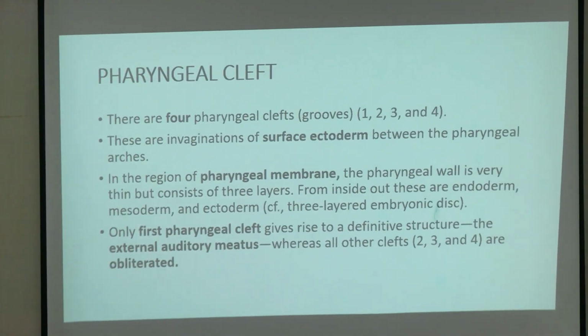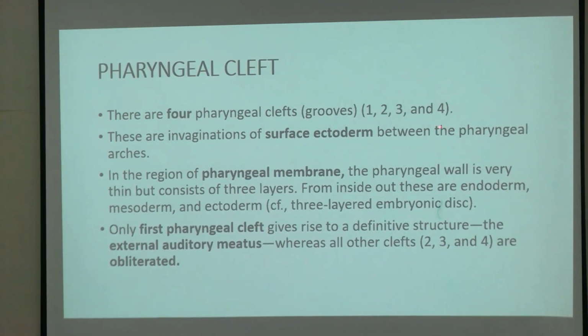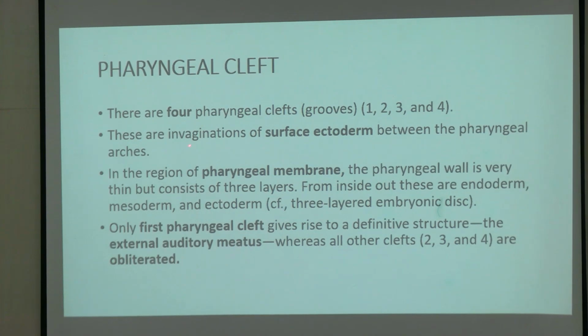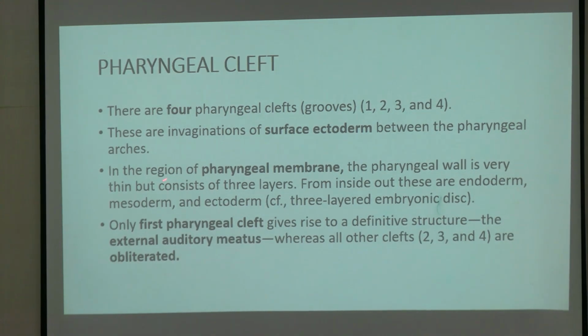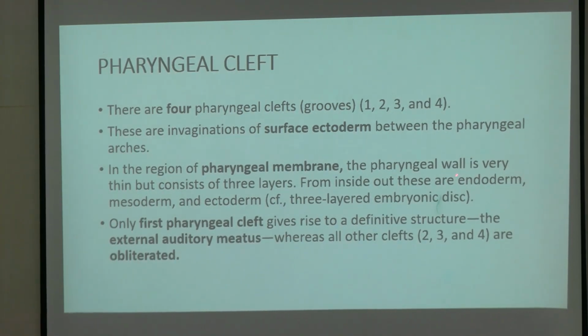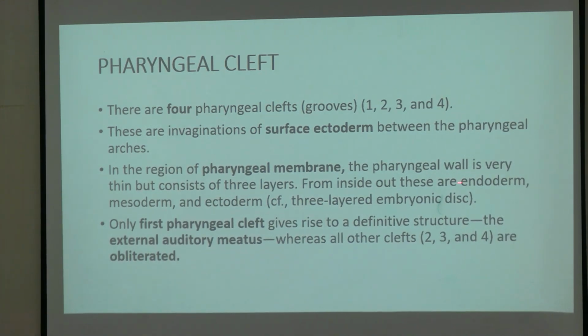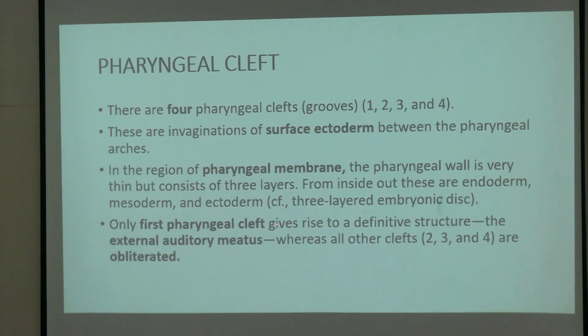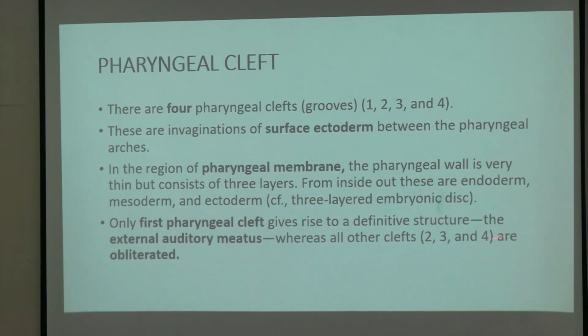Pharyngeal cleft. There are 4 pharyngeal clefts or grooves. We name them first, second, third and fourth. These are invaginations of surface ectoderm between the pharyngeal arches. In the region of the pharyngeal membrane, the pharyngeal wall is very thin but consists of 3 layers. From inside to out, these are endoderm, mesoderm and ectoderm. Only the first pharyngeal cleft gives rise to a definitive structure, that is the external auditory meatus, whereas all other 3 clefts are obliterated, that means closed.